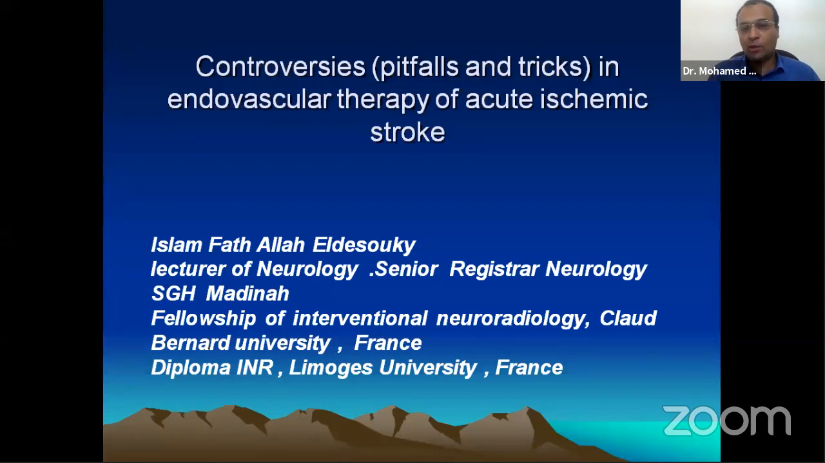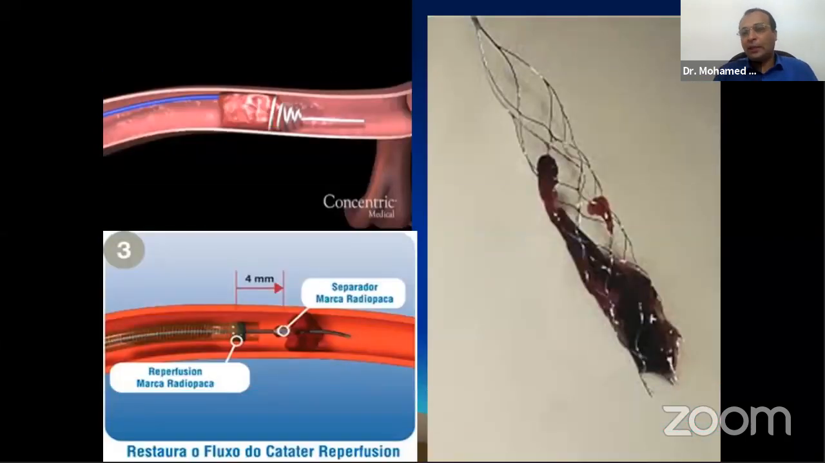The presentation is about controversies in therapy of ischemic stroke. The endovascular management of acute stroke is already established in the guidelines for years, but there are still debatable issues. Today's presentation is about these debatable issues.